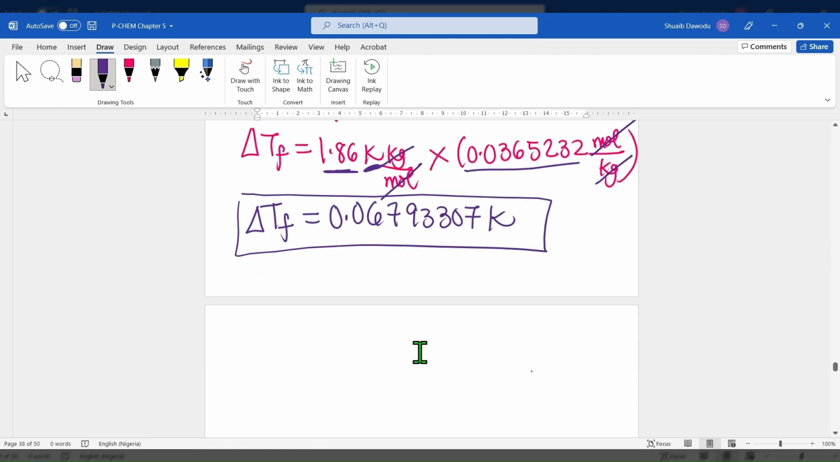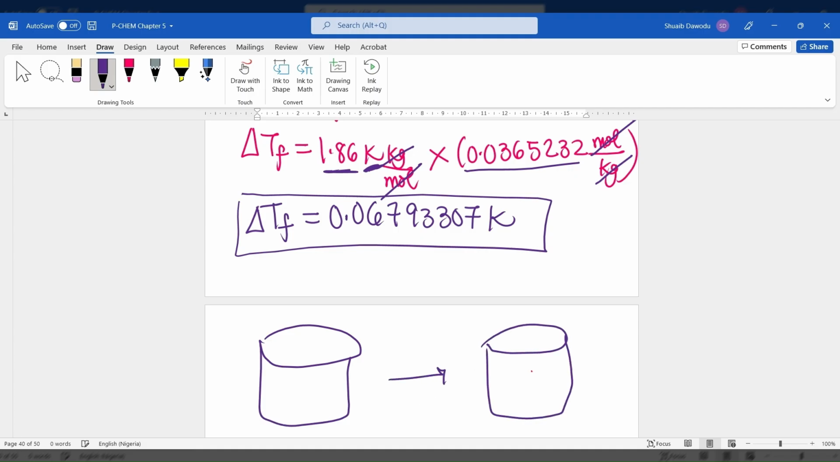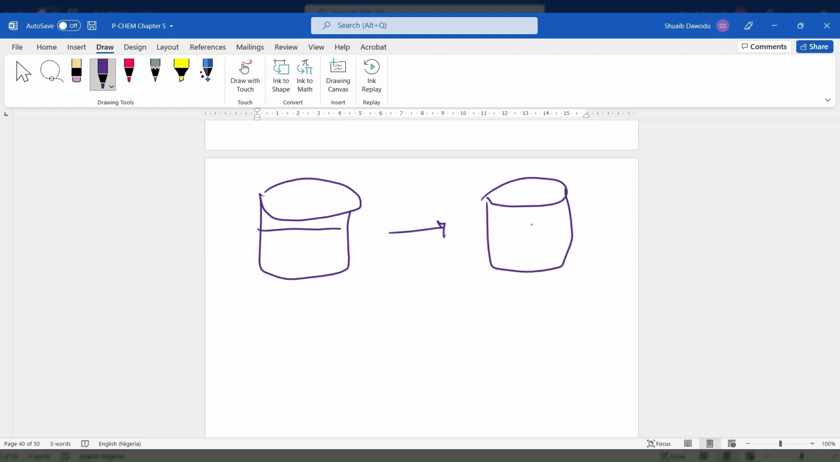But this change in T sub F is just the difference in the temperature value before and after mixing has occurred. Now, before we go ahead, let me quickly explain something to you. So this is a container and this is the same container. So before mixing, you have water, cold water at 0 degrees Celsius. So we have pure water at 0 degrees Celsius. Then after mixing, which is after the addition of 2.5 grams of sucrose, we end up with sucrose plus water. And what they're actually asking us is what is this new temperature?